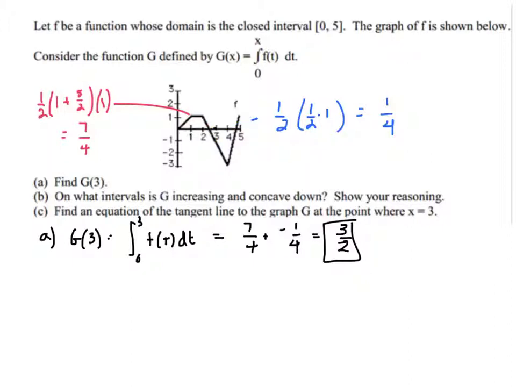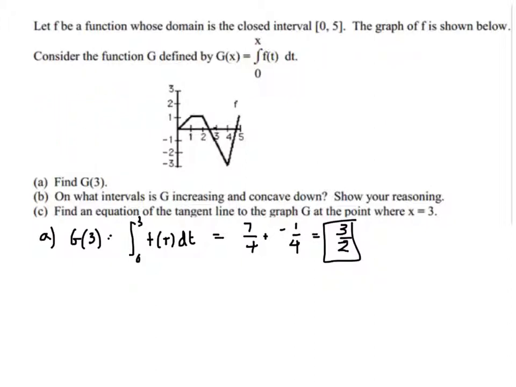I'm just going to clear this out so I've got room to draw. Next, on what intervals is G increasing and concave down? Well, this goes to fundamental theorem part 1. What I've been given is that g of x is equal to the integral from 0 to x of f of t dt. But if I take the derivative of g and get g prime, whatever you do to one side, you have to do to the other.